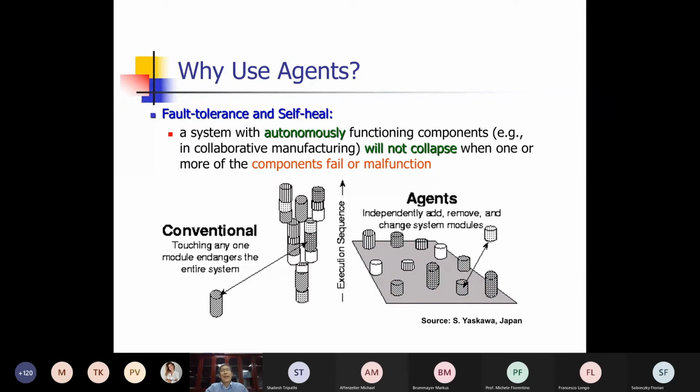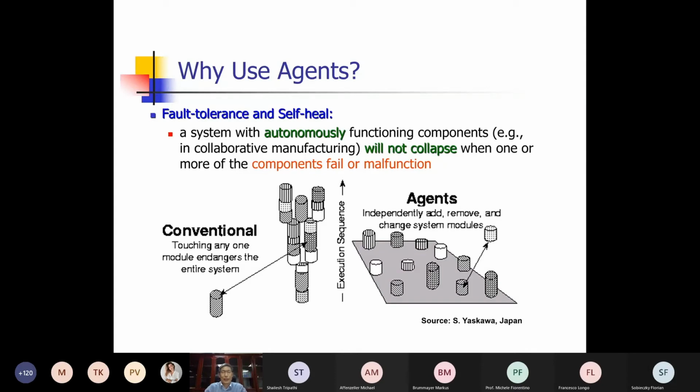For example, on the left side is what I call the conventional, traditional system. If you pull out one component within that system and it fails to work, the system will crash. On the right side is an agent-based system, where each component can be independently added or removed, and the system should continue to work. So it's a flat system.